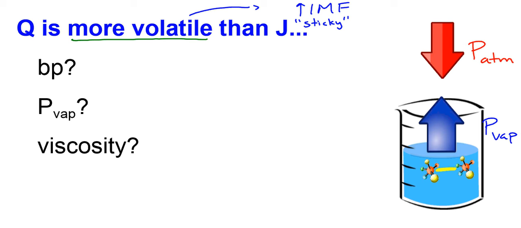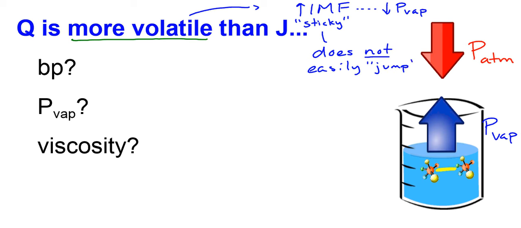So here's the one IMF relationship that doesn't quite relate as well, and that's with vapor pressure. So the stronger the IMF, usually the lower the vapor pressure, meaning that it does not jump away easily. So when you say something is very sticky, my best statement I would say is it does not easily, and we'll kind of break it down to this, jump to a gas.